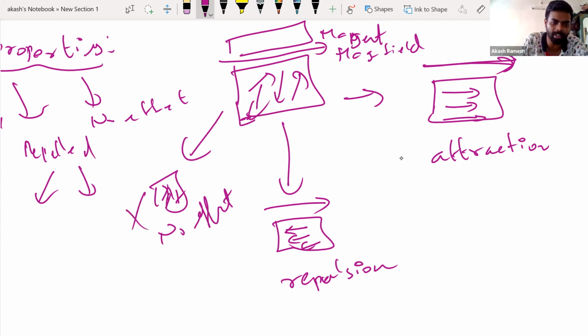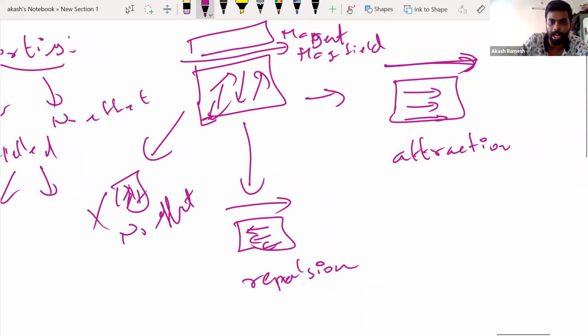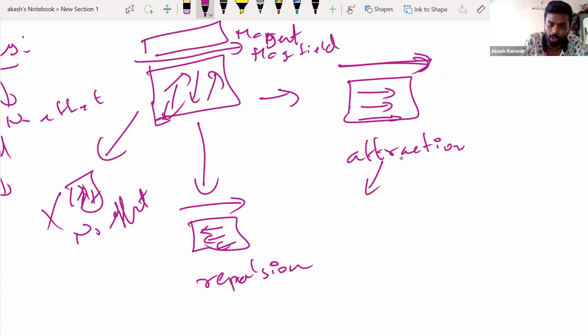Obviously this is not our concern, but we are going to consider these two. Now this attraction, as I told you, can be temporary or permanent.